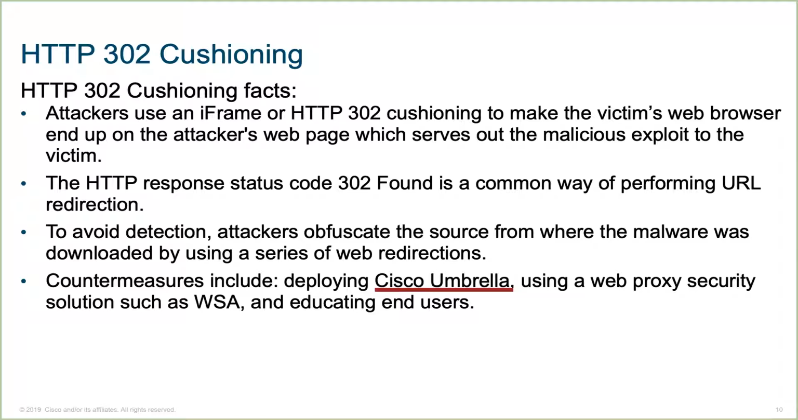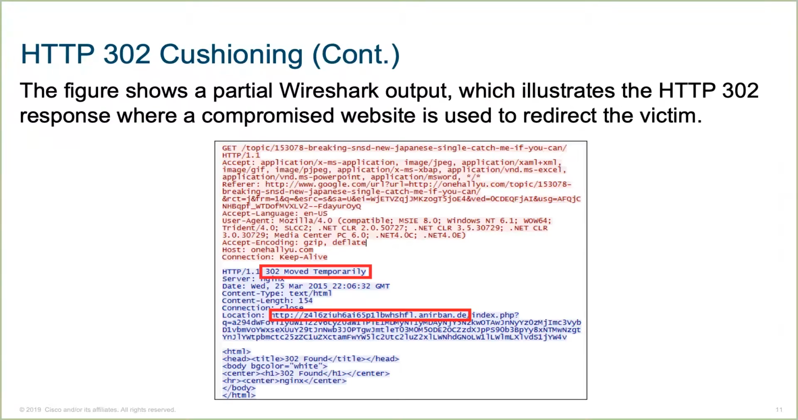So if we take a look at our example here, where we're showing some interaction where Wireshark was used to capture the HTTP request and response, we can literally see the 302 status code with a phrase Temporarily Moved, and then the new destination to which the victim's system has been redirected. All once again with an HTTP 302 cushioning style of attack.